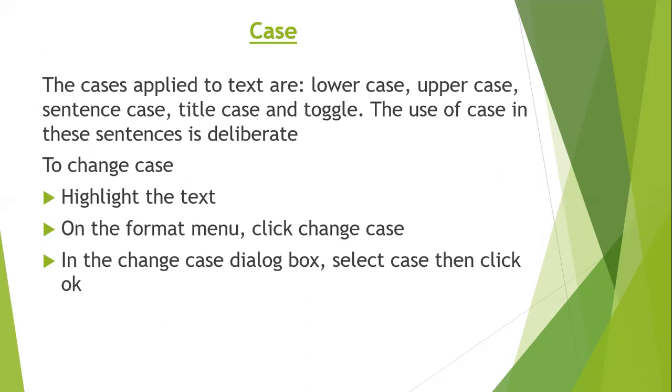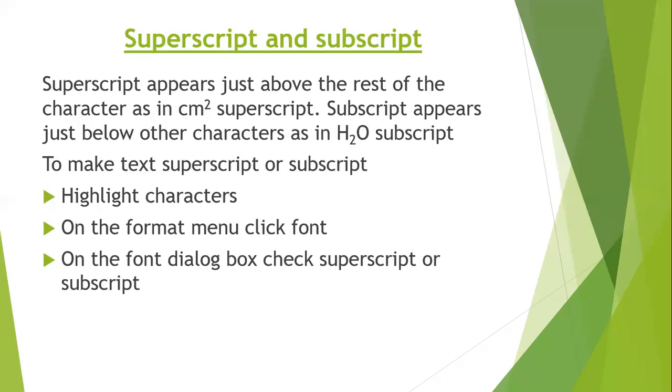Let's see the case. Basically, the cases applied to the text are lowercase, uppercase, sentence case, title case, and toggle case. To change case, first you highlight the text. Then on the format menu, click Change Case. In the Change Case dialog box, you select the case, then click OK. So that's how you change the case into lowercase, uppercase, sentence case, title case, and the others.